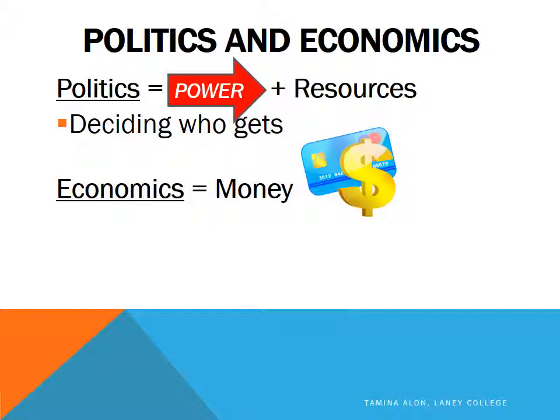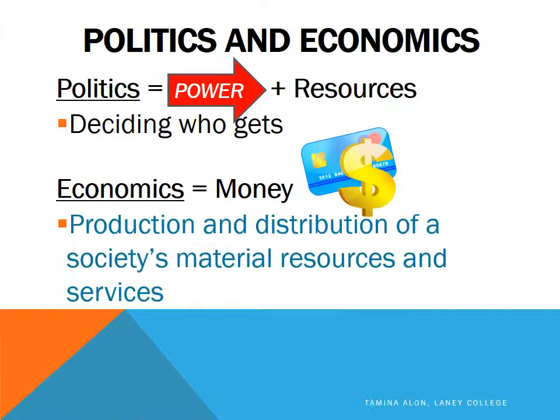Politics and economics. Politics is the power and resources deciding who gets what. Resources can be broken down into a lot of things, but one of those things is money. Economics really has to do with the money which is revolving in the political system. Economics is the production and distribution of a society's material resources and its services.